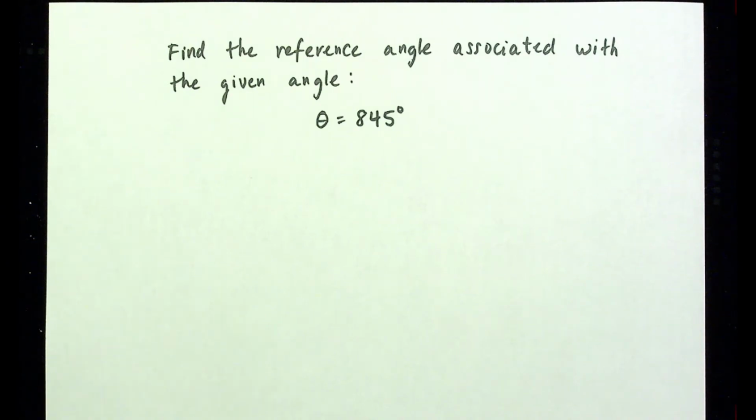Find the reference angle associated with the given angle, in this case an angle of 845 degrees. Okay, I first have to remind you that there's two concepts regarding angles that we learn about. We have the so-called reference angles and the coterminal angles. Coterminal angles are two angles that when you draw them on the plane, they have the same picture. So they're pretty much indistinguishable because they look exactly the same. They have the same initial side and the same terminal side.